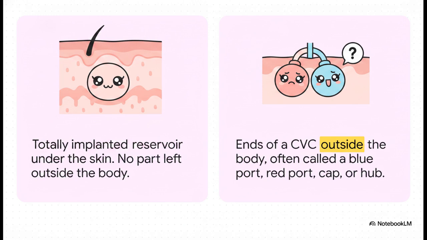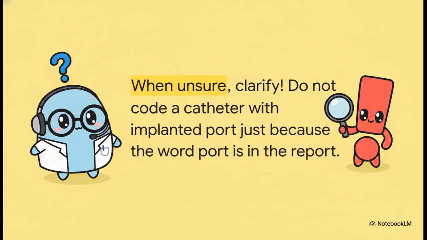Physicians, on the other hand, they'll frequently use the term port completely casually for the ends of a central venous catheter that remain outside the body. You might see them document terms like a blue port, a red port, a cap, or a hub. Because of that massive clash, here is your golden rule. When in doubt, clarify. You must never, ever assign a code for a catheter with an implanted port simply because the word port popped up somewhere in the surgical report. If the documentation leaves you even slightly unsure about whether an actual subcutaneous implanted port reservoir was placed, you absolutely must clarify with the physician before you finalize that code.